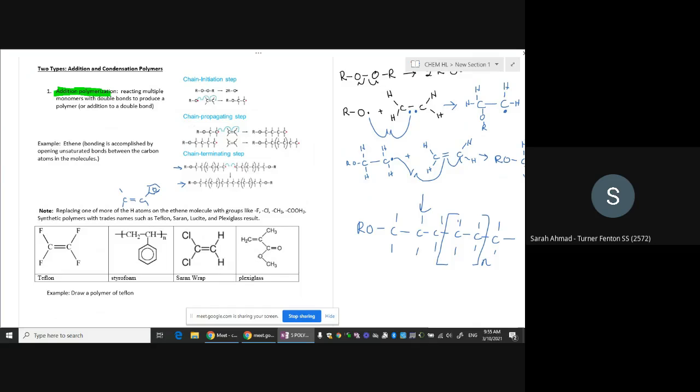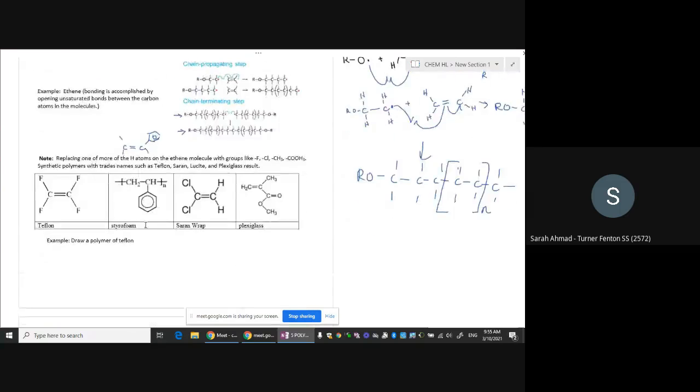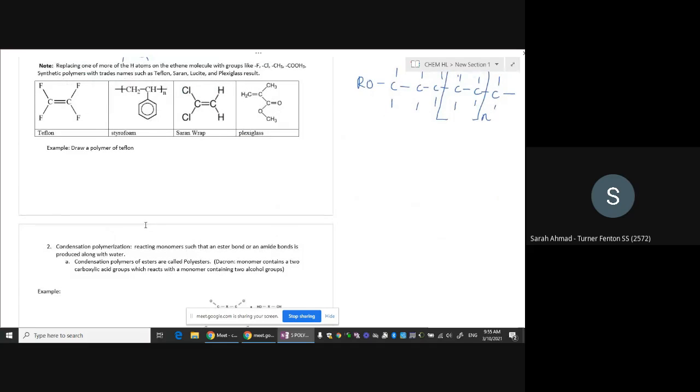So it's very cool how the functional groups present around the ethene end up producing very different polymers with very different uses, right? So it says draw a polymer for Teflon. So first start by looking at what Teflon looks like. Teflon is made up of ethene with 4 fluorines. When you get a chance, you guys should watch the video on having the Teflon flu.